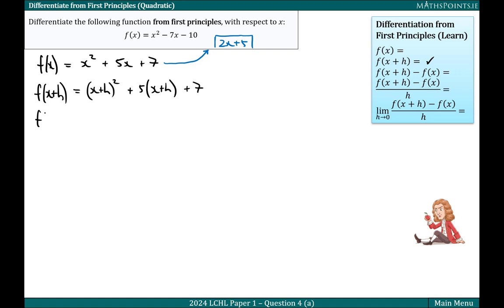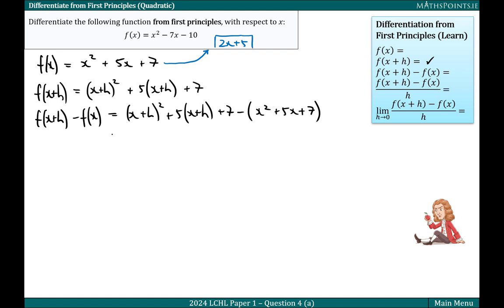We're going to take the second line, and from that we're going to subtract the first line, and we get x plus h squared. So the second line, x plus h squared, plus 5 on x plus h, plus 7, and we're going to subtract x squared plus 5x plus 7. Now there's a couple of lines tidied up here. So square in a bracket, we square the first, square the last, and twice the product. So that's what we get. Then we have 5x plus 5h plus 7 minus x squared minus 5x minus 7.